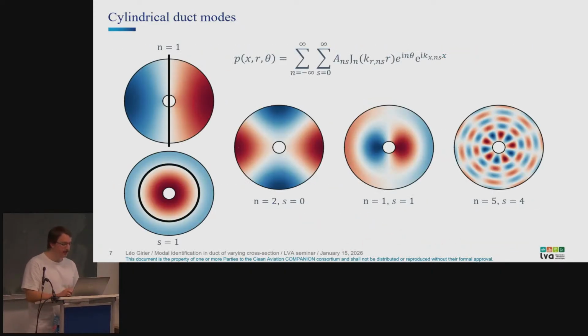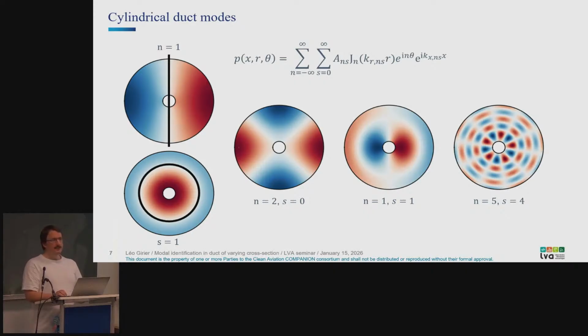To give you a few examples, here are cross-sectional views of these modes. For example, if you have n equal 1, you have one nodal diameter, so you have two lobes, okay? Two lobes, but one wavelength along the circumference, hence n equal 1. And for the radial order, it's the same thing, but in the radial direction. So you have one nodal circle, and so on. When you increase n, you have two nodal diameters, etc., until, for example, n equal 5, s equal 4 here. Okay? So pretty basic.